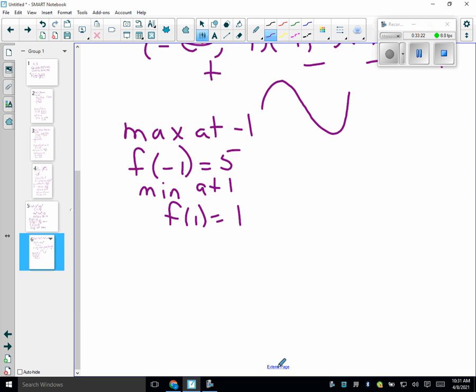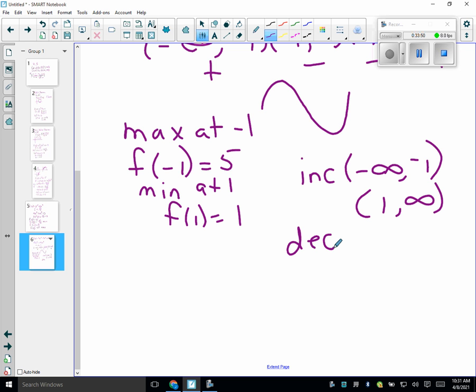Now, I want to know, where is it increasing? Where is it decreasing? Do not say it is positive; you have to say it is increasing. Where is it increasing? Negative infinity to -1 and 1 to infinity. Where is it decreasing? -1 to 1? Will you agree with that?